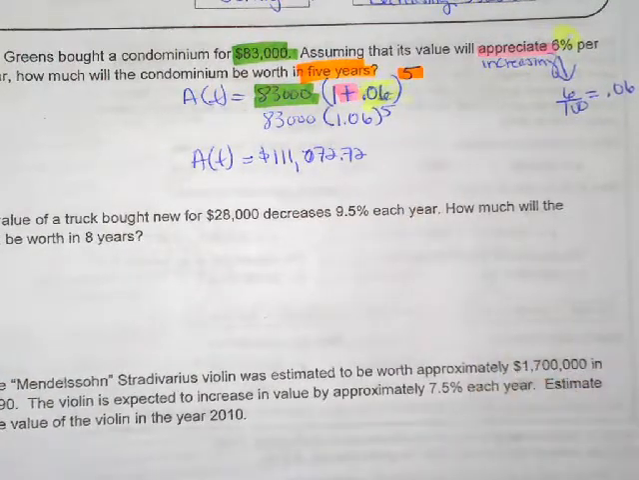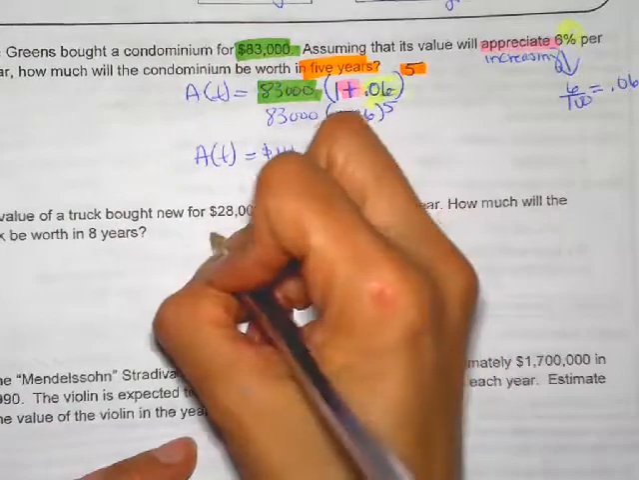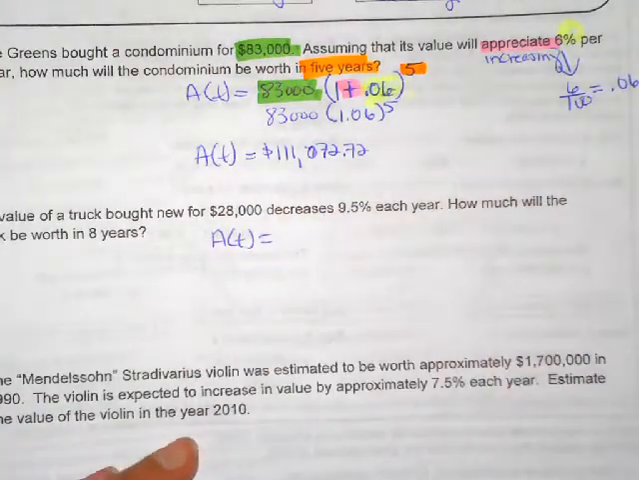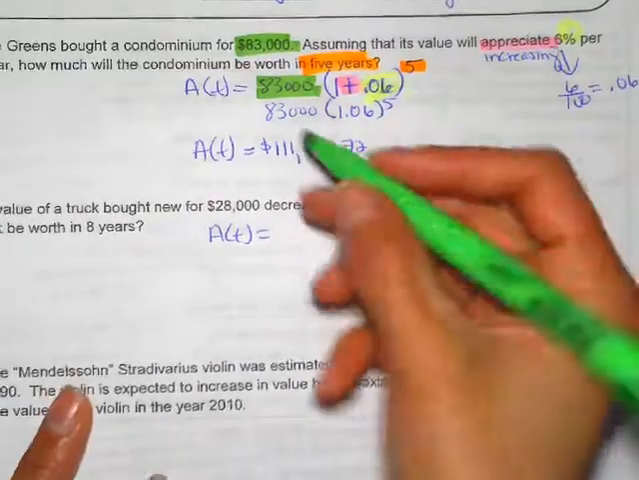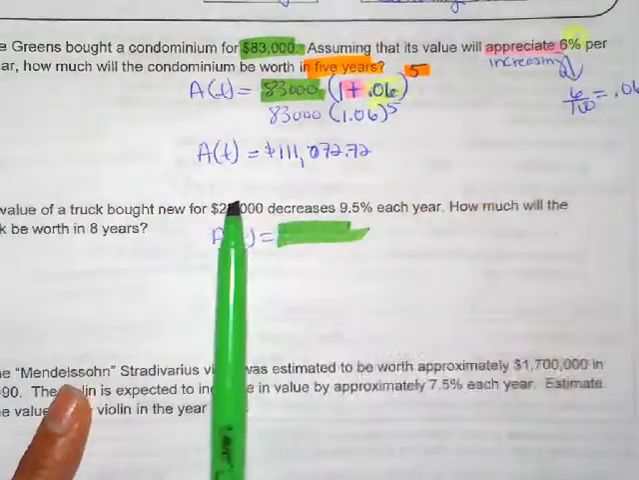Next one, number 2. It says the value of a truck bought new for $28,000 decreases at 9.5% each year. How much will the truck be worth in 8 years? So again, they want the final value. Can you give me the initial value there, Sione? 28,000.